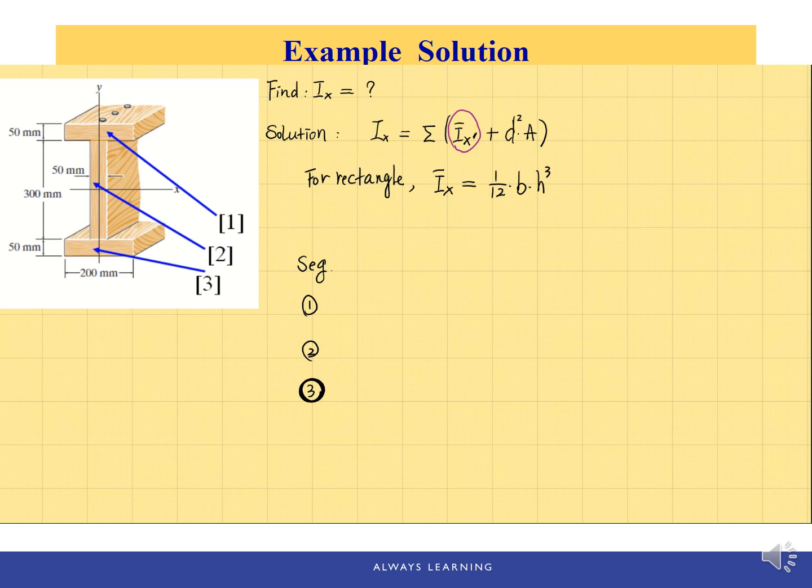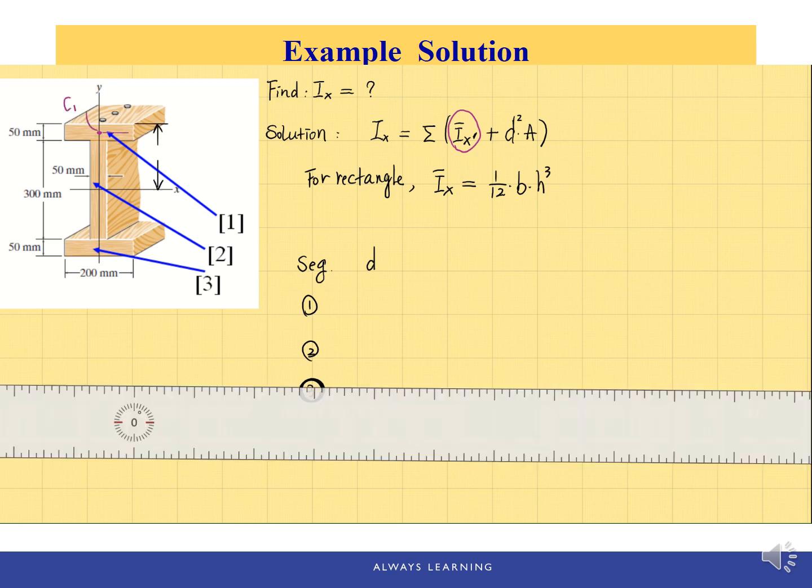Label each segment: we have segments 1, 2, and 3. First, let's locate their own centroidal axis, or centroid C, and find the distance d between the C and the x-axis. For the first area, number 1, this rectangle, the centroid is located in the center of the area. So if we call this C1, we know x passes through the center of the cross section, therefore to the top of this beam, the distance is 150 plus 50, which is 200 millimeters.